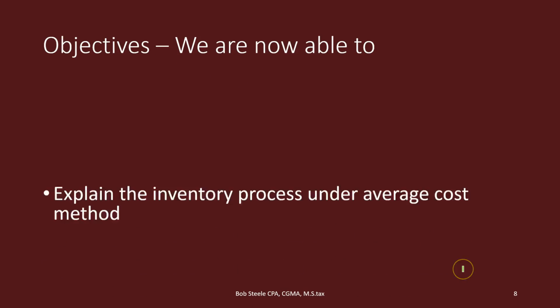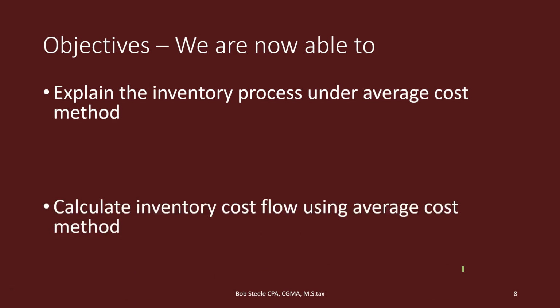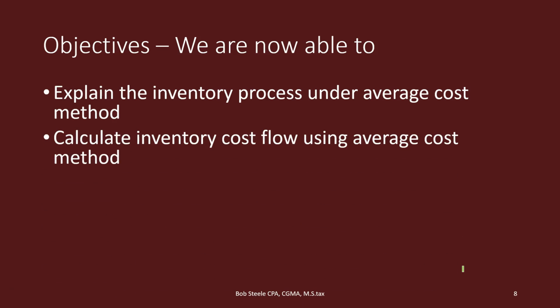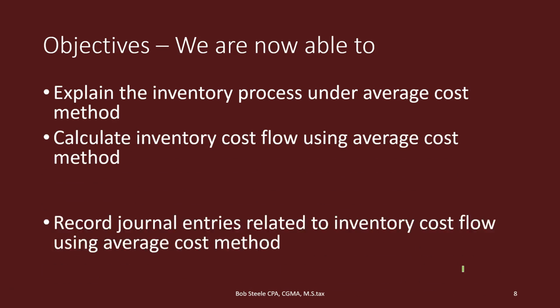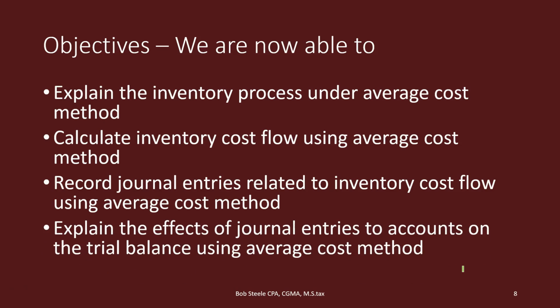So we are now able to explain the inventory process under the average cost method, calculate inventory cost flows using the average cost method, record journal entries related to inventory cost flow using the average cost method, and explain the effects of journal entries to accounts on the trial balance using the average cost method.